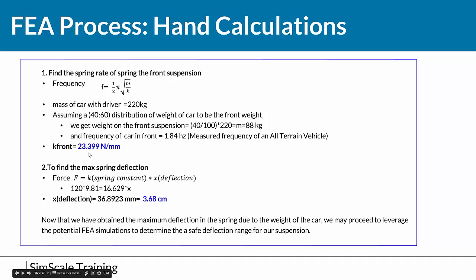Once we get the K value for the front suspension, we can plug it into the force balance equation and derive our maximum deflection. So now we know that for the mass of the vehicle, the spring would deflect around 3.5 centimeters, and this gives us a good starting point around which we can formulate a parametric study. In this parametric study, we'll be making 3 simulations.